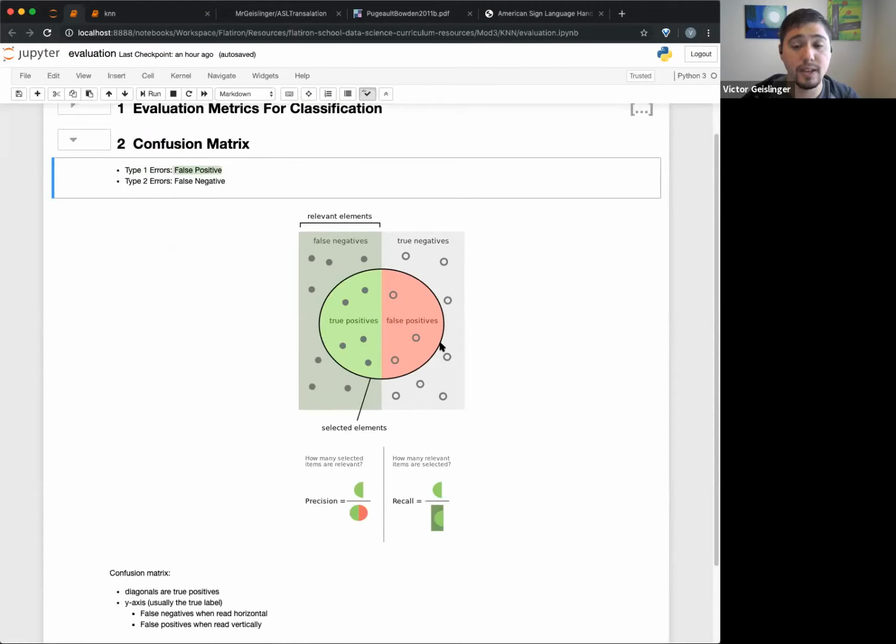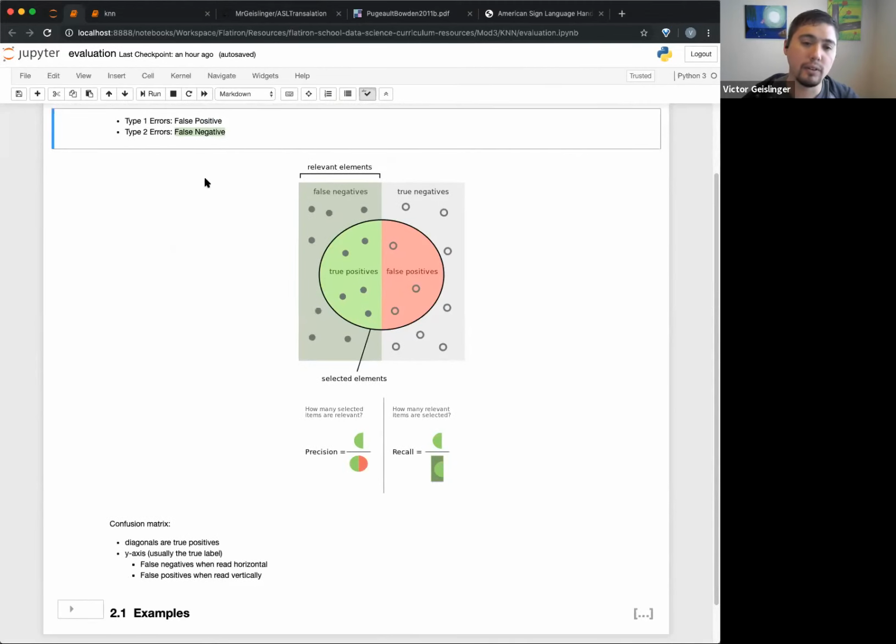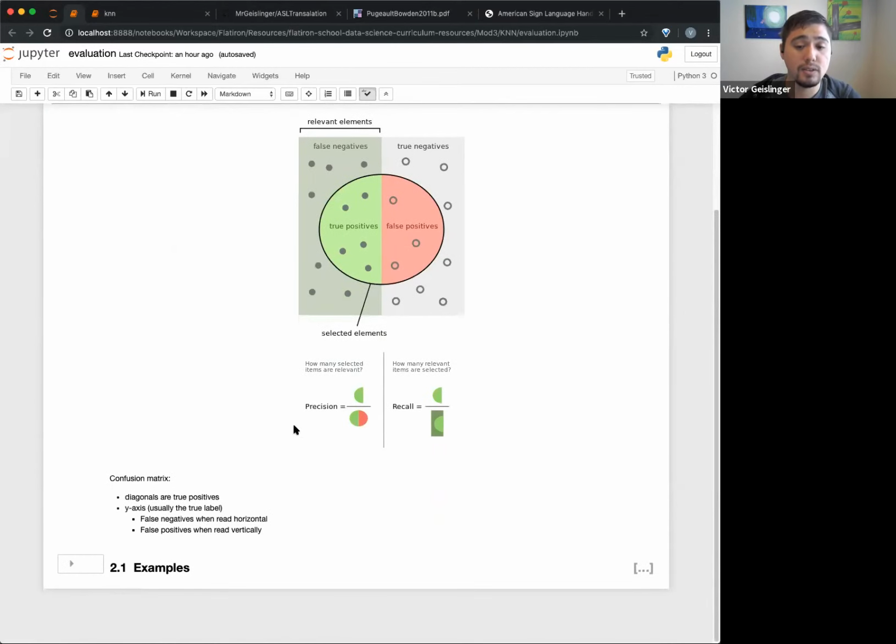How many false positives you have and how many false negatives you have, okay? So I won't go into the whole type 1, type 2 error. You can probably look that up or figure it out, but just know that's what that means, type 2 versus type 1. So a confusion matrix allows us to actually figure out these false positives, false negatives, and true positives. I'll show you an example of a confusion matrix in a second, but basically it comes down to diagonals are true positives, and the y-axis is the true label.